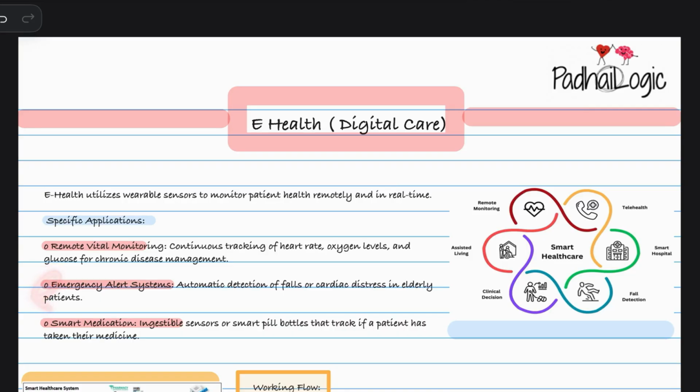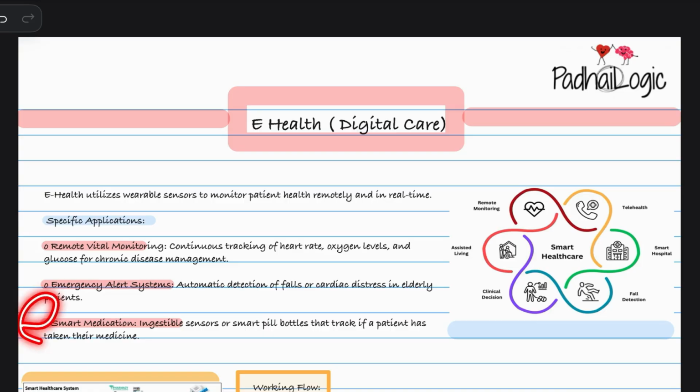And then there is the emergency alert system. These IoT-equipped wearables come with 3-axis accelerometers that can instantly spot a sudden fall event. For example, an elderly patient is living alone and he or she falls down. What happens? The wearable would immediately identify that and raise an alarm to the concerned authorities.